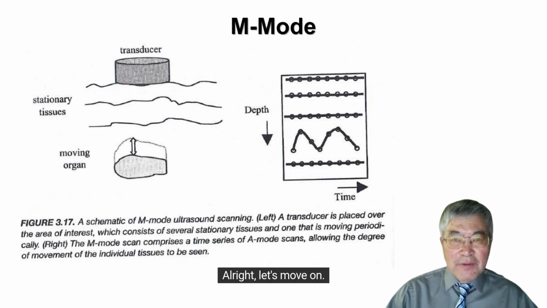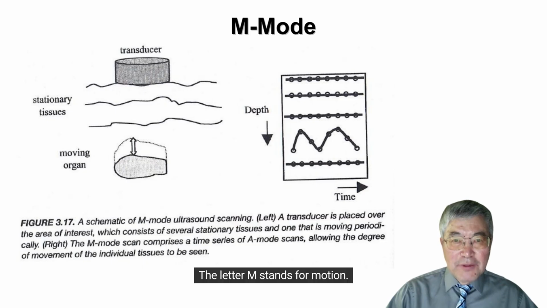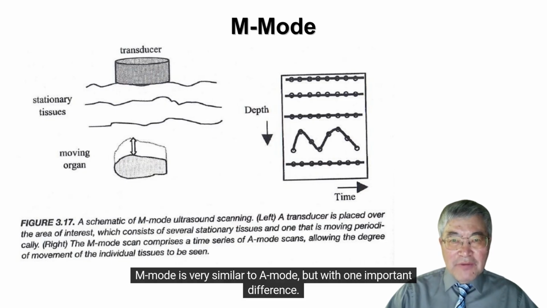All right, let's move on. So, we've talked about A mode and B mode. Now we come to the next one, M mode. The letter M stands for motion. M mode is very similar to A mode, but with one important difference.